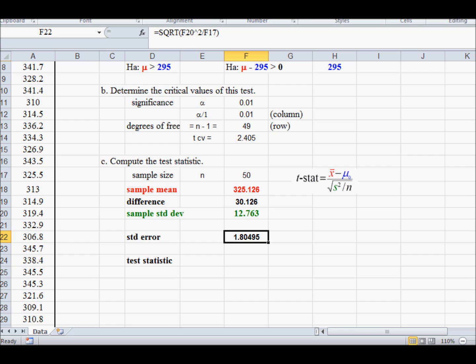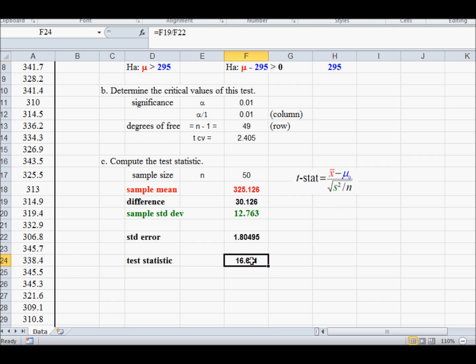So my standard error is 1.80495. And we all have different standard errors. Why? Because we all have different sample standard deviations. Why do we all have different sample standard deviations? For the same reason we all have different sample means. We all have a different sample of size 50. Now the test statistic, which I call t-stat, is the difference divided by the standard error, and it's 16.690.